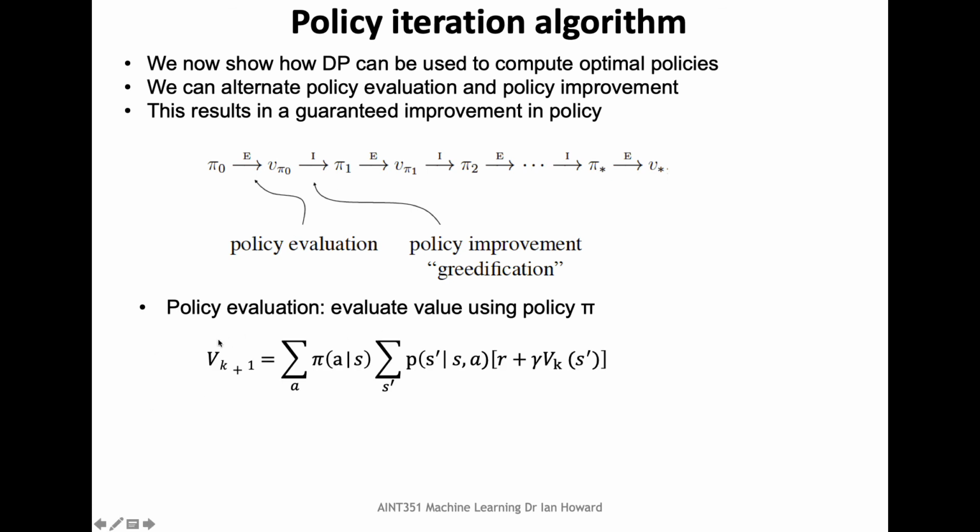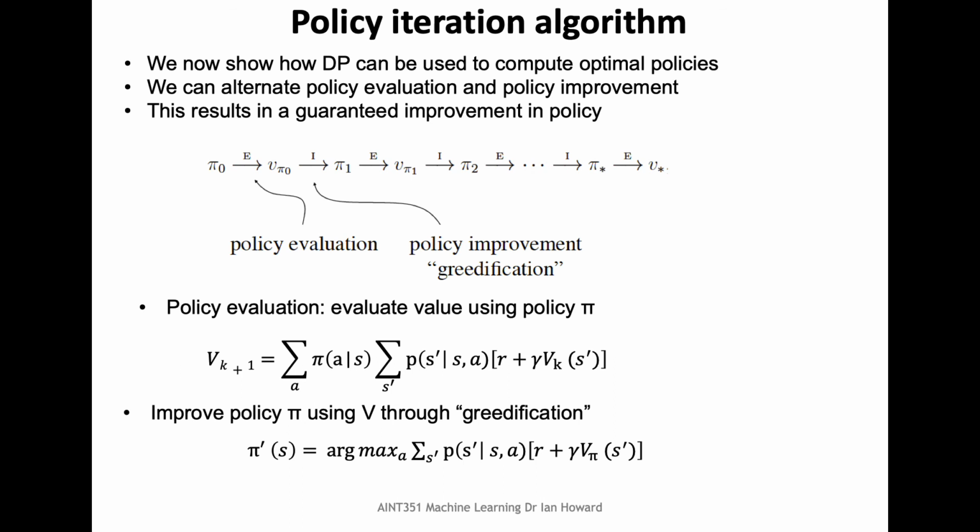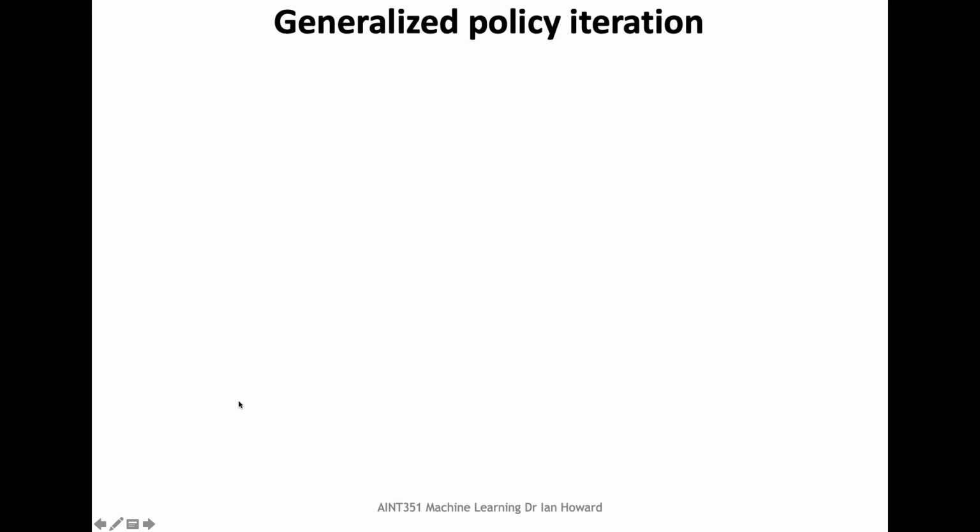So we have this policy evaluation stage where we update the value just using the Bellman equation, right? We sum across all possible actions of the policy, multiplied by the sum across all possible future states of the transition matrix multiplied by the reward. And then we update the policy by choosing from our Q function, which is what this is here. We choose the action that gives the biggest value, and then we use that to update the policy until it converges.